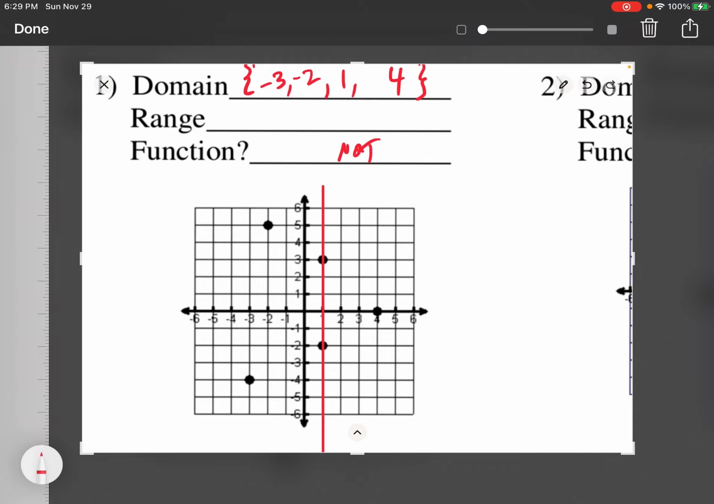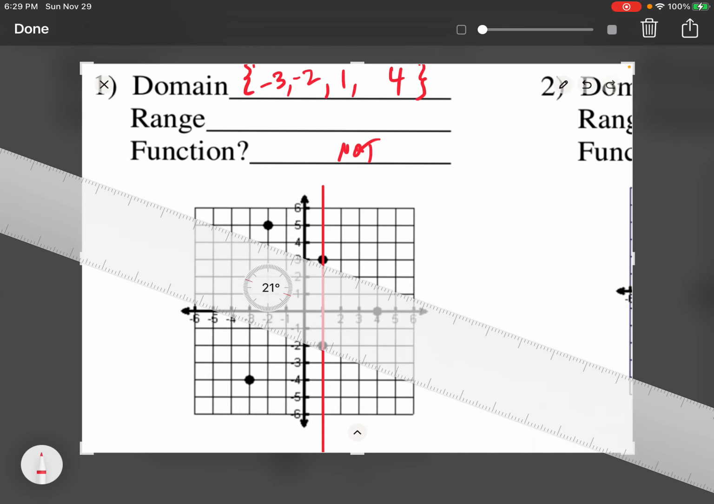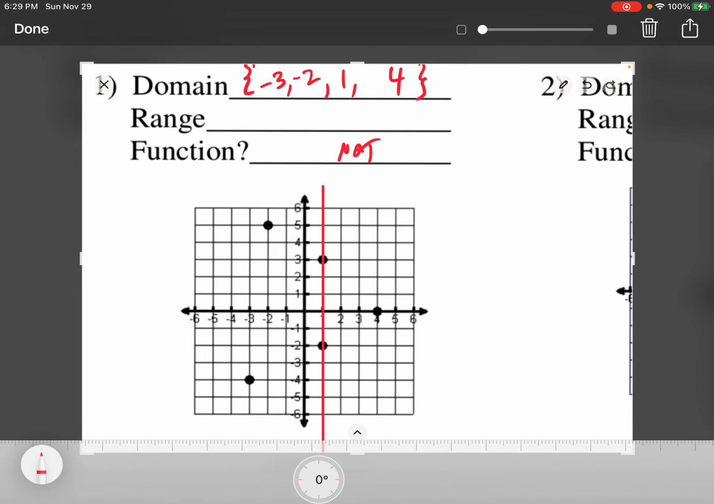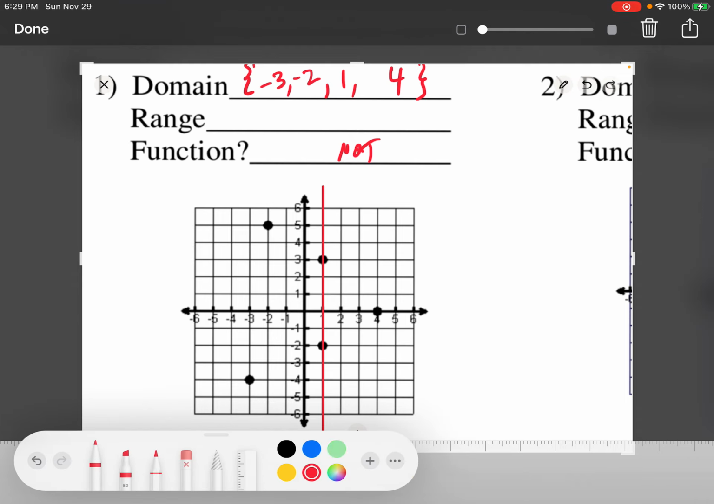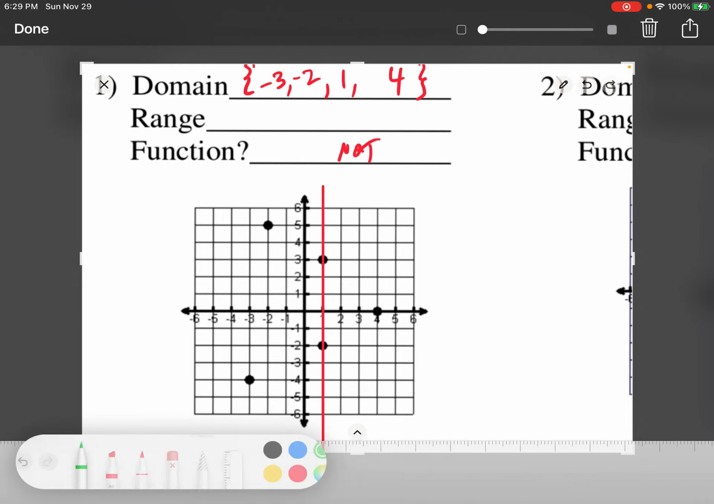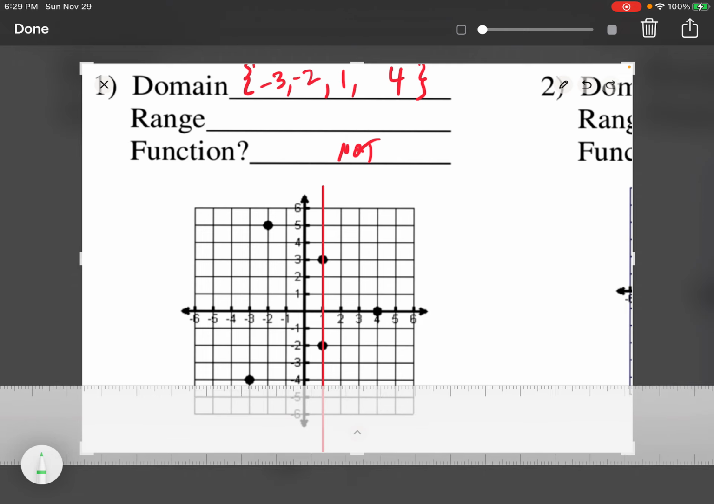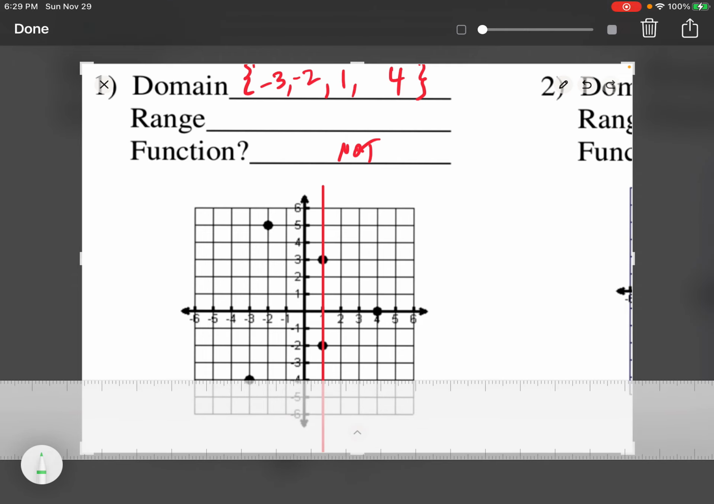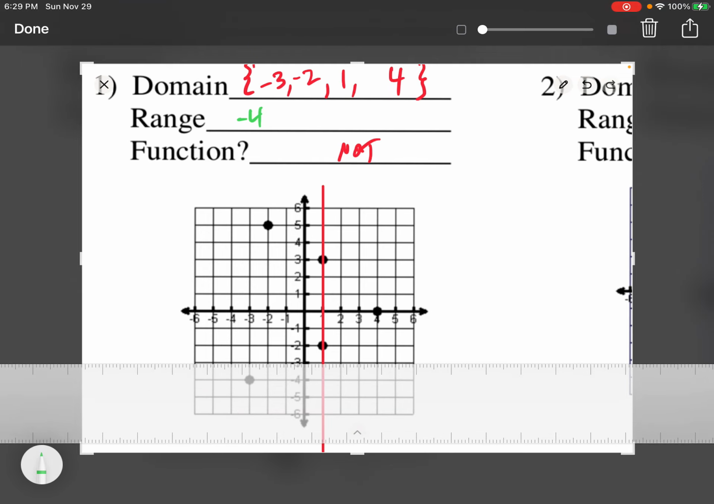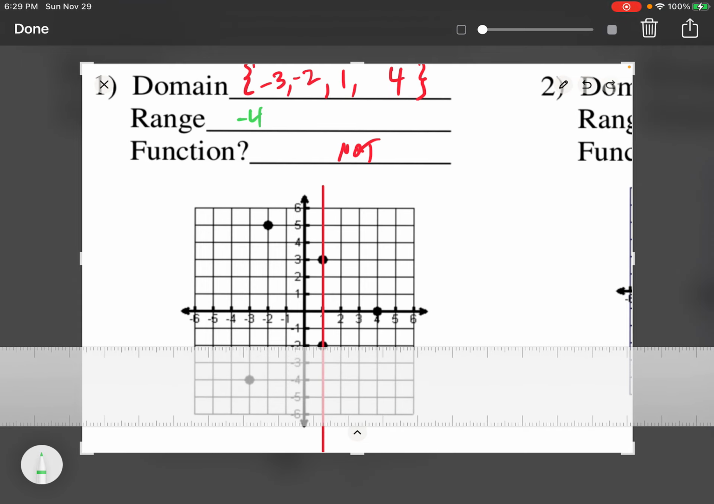And to find the range, I'm going to do the same thing, except I'm looking for the outputs. So now I'm going to take my ruler and I'm going to move it up. In the very first one, I'm going to write the y coordinate. That's going to be a negative 4. And then I'm going to go to the next point. That's going to be a negative 2. Then I'm going to go to the next point.